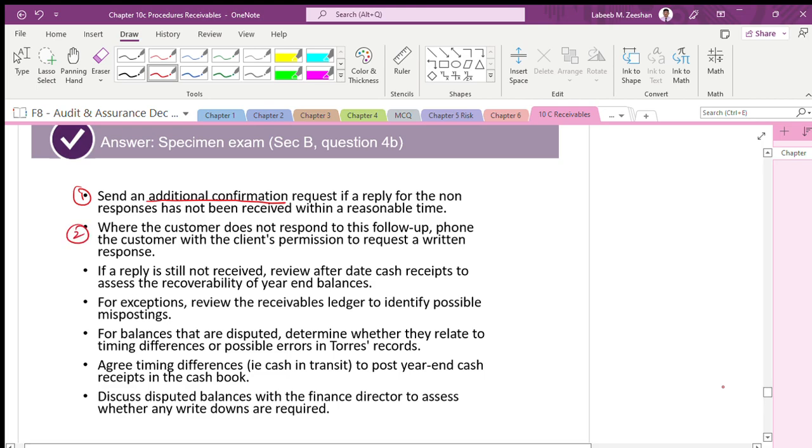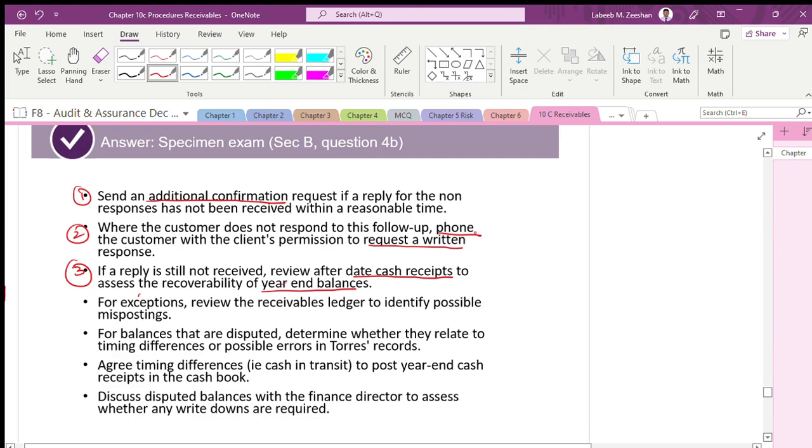Where the customer does not respond to this follow-up, make a phone call and ask them to give some written response. If the response is still not received, review what we have to do. We have to do our own activity: we review cash receipts after the year end and the recoverability of the year-end balances.